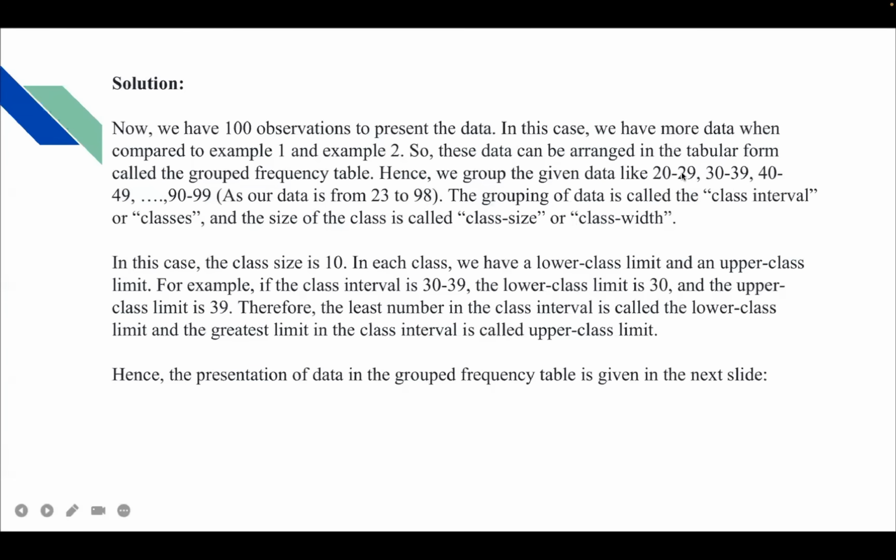Because if you check from 20 to 29, that's 10. And in each class, we have a lower class limit and an upper class limit. For example, if the class interval is 30 to 39, the lower class limit is 30 and the upper class limit is 39. So using this example, if we want to look for the lower class limit and upper class limit of 90 to 99, who can tell me the answer?